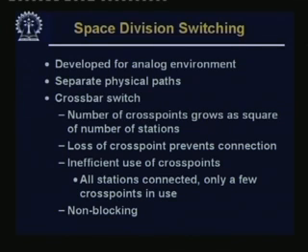The number of cross points grows as the square of the number of stations, as we will see. Loss of a cross point prevents connection if a particular cross point becomes bad. It is an inefficient use of cross points, and with all stations connected, only a few cross points are actually in use. This is fully non-blocking.